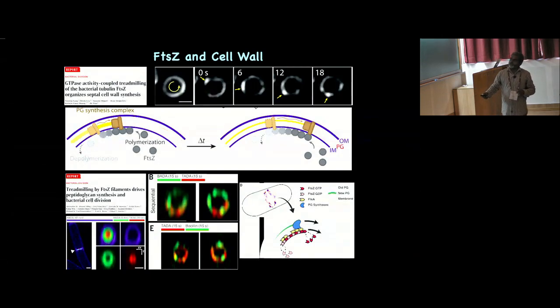And when you do a shorter pulse, you can see these patches of red and green and red and green. So that again says that cell wall is made in these radial hoops, and they could show that this really depends on the treadmilling behavior of FtsZ. If you treat with a drug that blocks this treadmilling and stabilizes these filaments, you would not see this cell wall synthesis in these radial hoops.